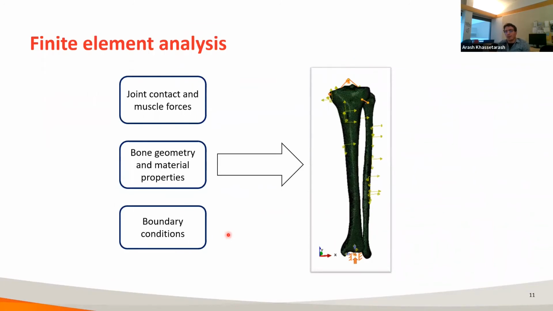As the title of the talk suggests, we used finite element analysis in this study. There are 3 sets of data that we need to create a finite element model: joint contact and muscle forces, bone geometry and material properties, and boundary conditions. I'm going to talk about these elements one by one.